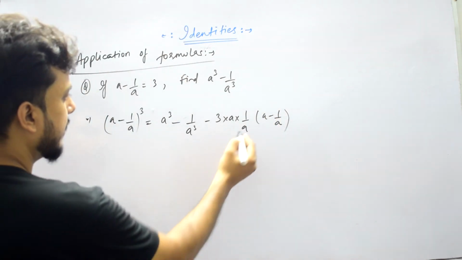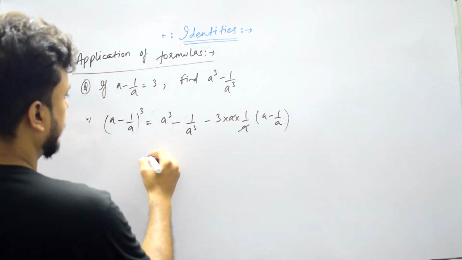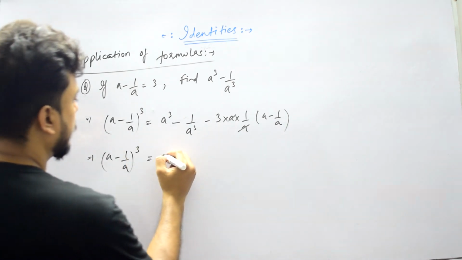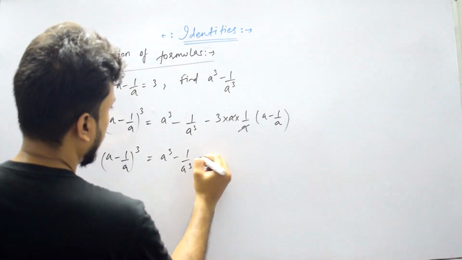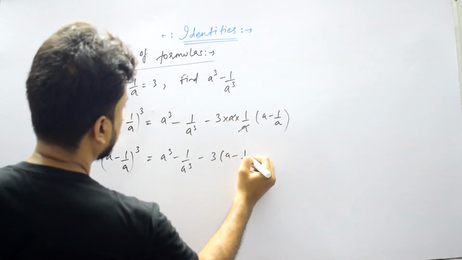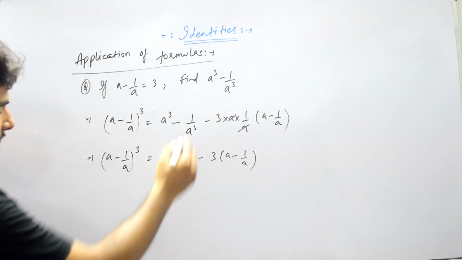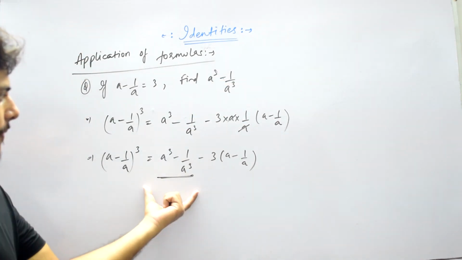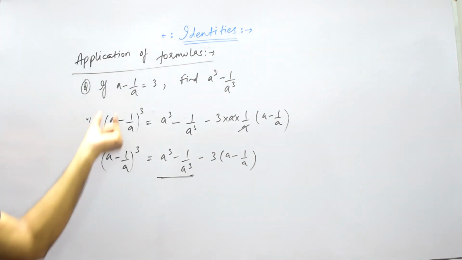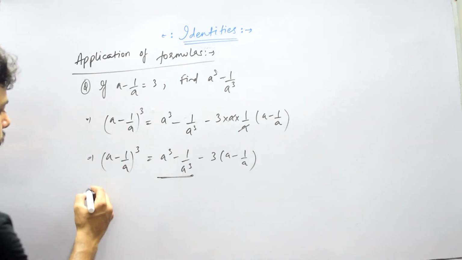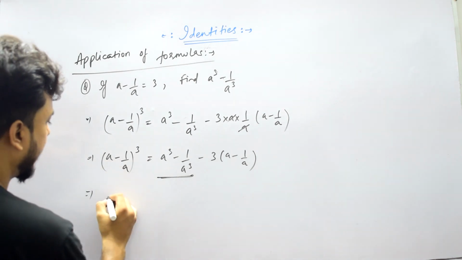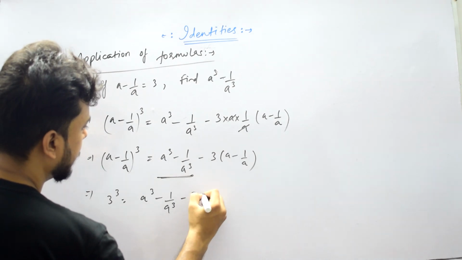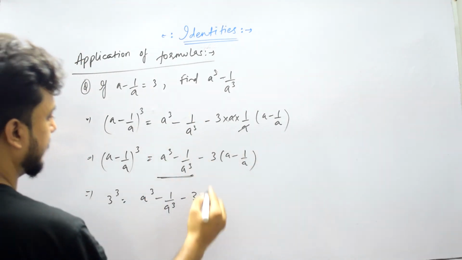Now see, this a and a will get cancelled. So again I am writing this as (a − 1/a)³ = a³ − 1/a³ − 3(a − 1/a). The question says find a³ − 1/a³, so we have to find the value of these two terms. And you can see that the value of a − 1/a is given, that is 3. So in place of this term we write 3³ = a³ − 1/a³ − 3 into, now this a − 1/a is 3.